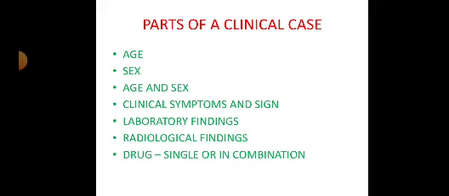Now the other part of the question is, you have received the information about the age, the sex, the occupation, the behavior, and then the symptom and sign. After that, what is the next information you require? You require the laboratory finding. It may be biochemical finding, it may be pathological finding, or it may be microbiological finding. So these laboratory findings are provided.